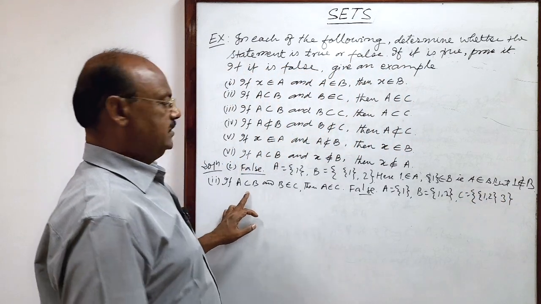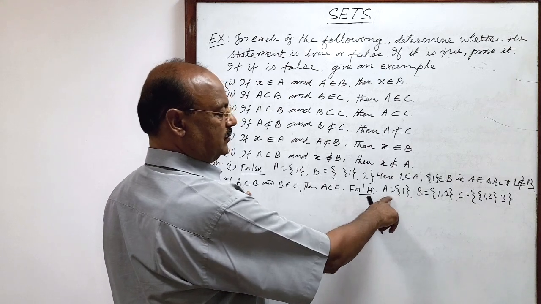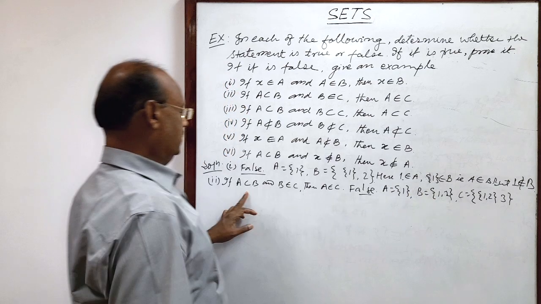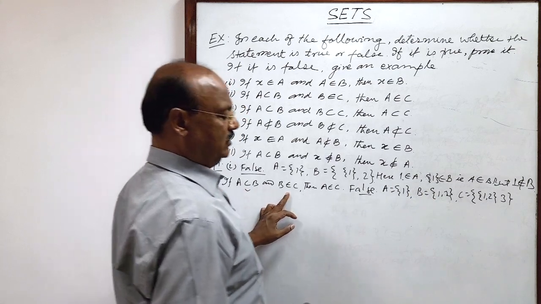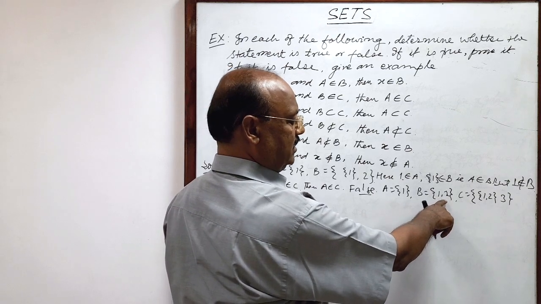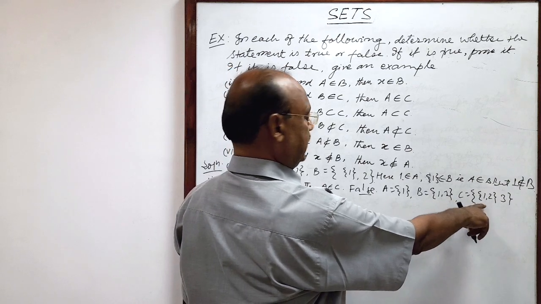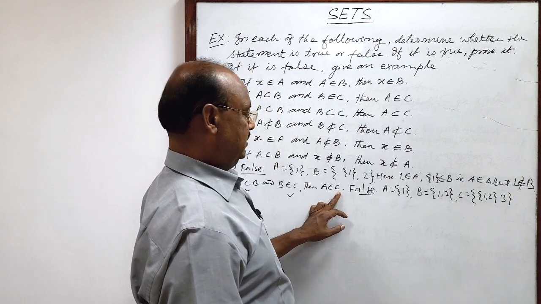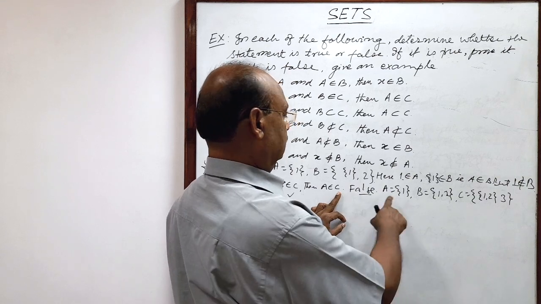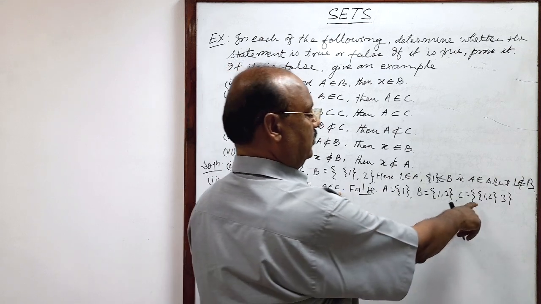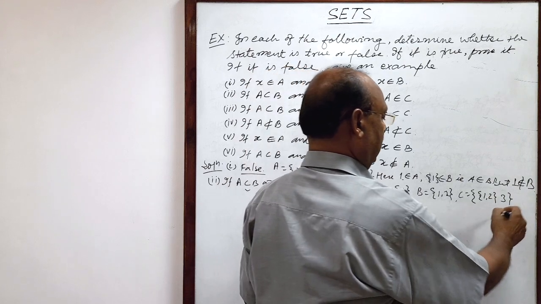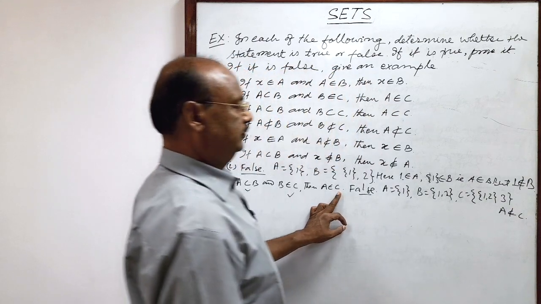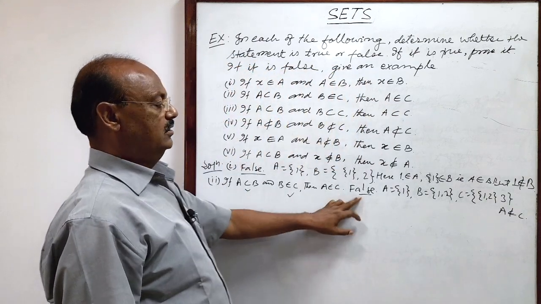So A is a subset of B. Elements of set A are also available in set B. This is correct. B belonging to C. Set B is a set having elements 1, 2, which is belonging to set C. This is also correct. Then A belonging to set C. A means set 1 belonging to C. This is not correct. Here we find A is not belonging to set C. That's why this statement is false.